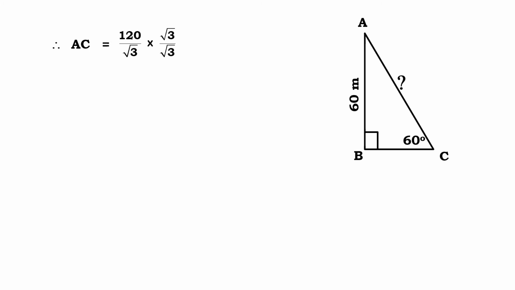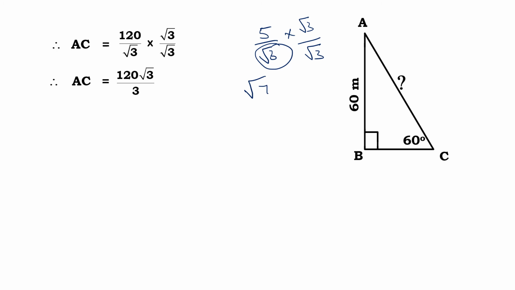Either you take the conjugate, multiply by root 3 into root 3. Remember, if you get something like 5 upon root 3, you always take the conjugate. Conjugate means multiplying the numerator and denominator by the same number. So this will become 120 into root 3 is 120 root 3, and root 3 into root 3 will become 3. You people must be knowing that root 7 into root 7 equals 7. Any square root multiplication gives you the same number without the root.